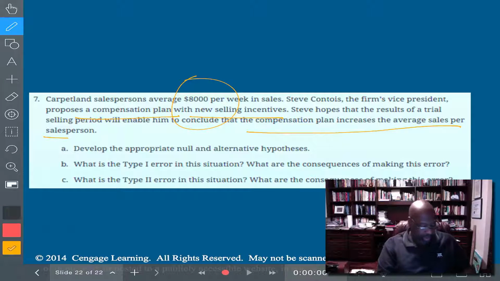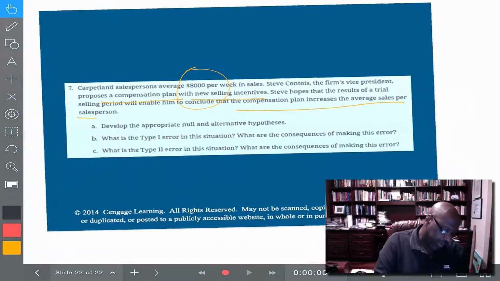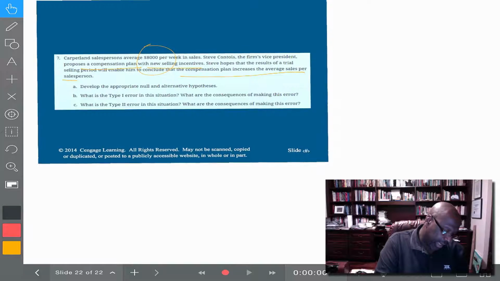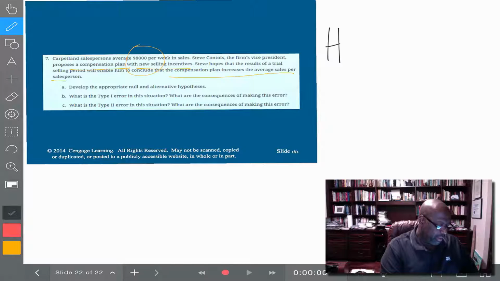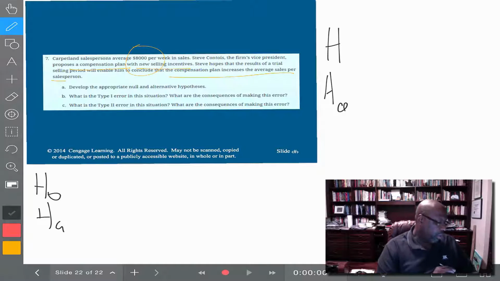All right. So this is an incentive plan. So I'm going to show you how we put that both in words and in terms of numbers. Let's start off with words first. I'm going to try to stay over here so that I keep the question nearby. So develop the hypothesis. In this case, the hypothesis, H0, HA. So what we want to show is that the compensation plan increases average sales. So that is what we're going to try to prove.